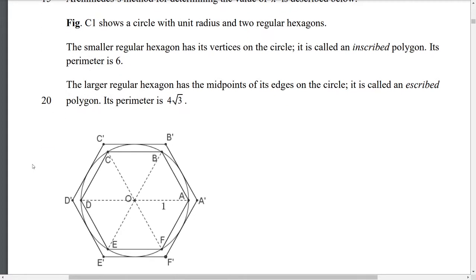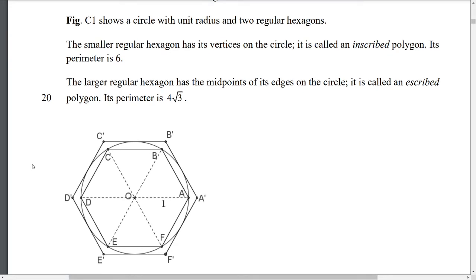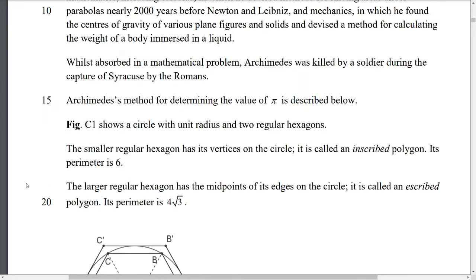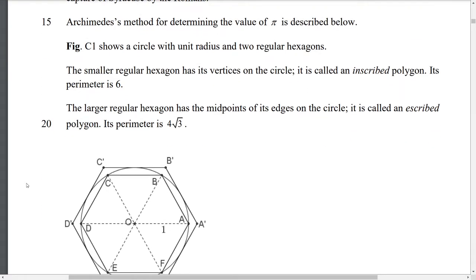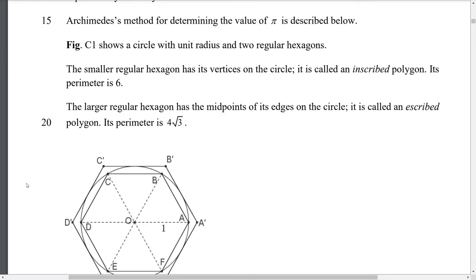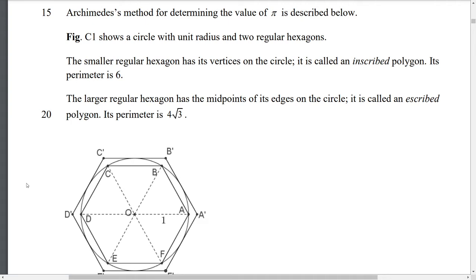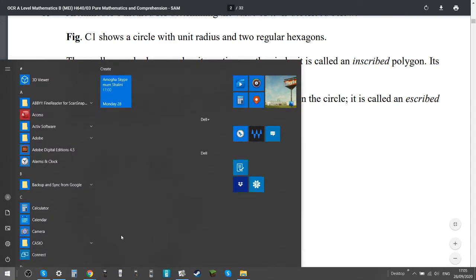How is that possible? How does the larger hexagon have a smaller perimeter than the circle, than the smaller hexagon? The smaller regular hexagon. Where did you see it has a greater? Like line 20. It says the larger hexagon's perimeter is 4 root 3, which doesn't make sense.